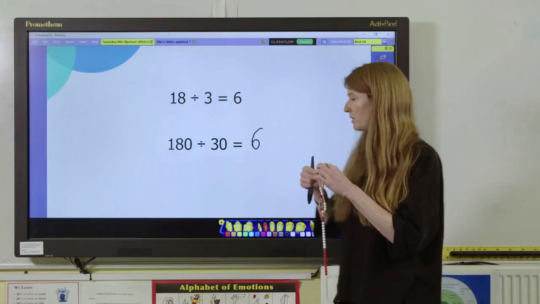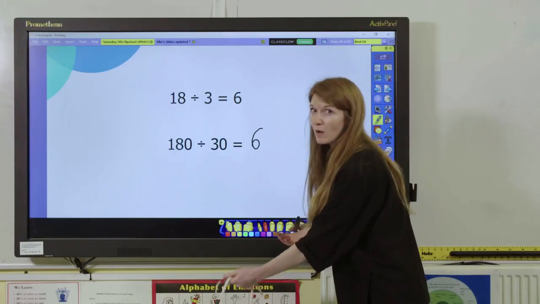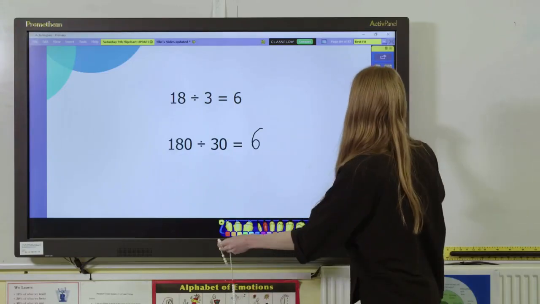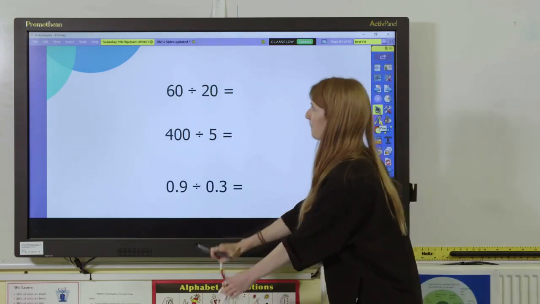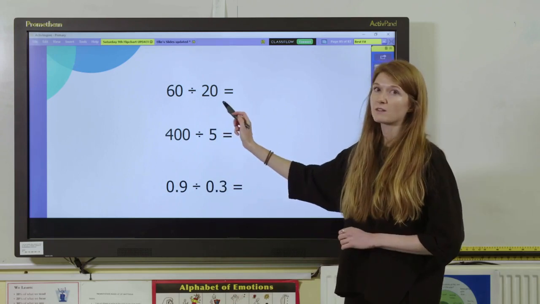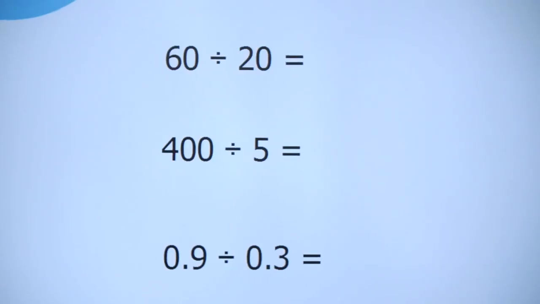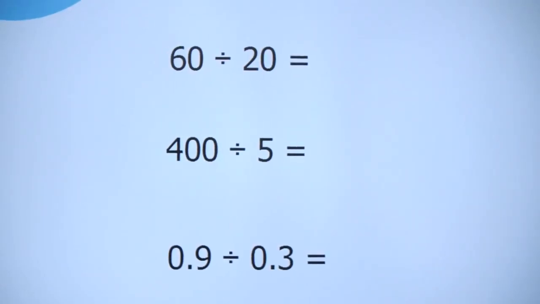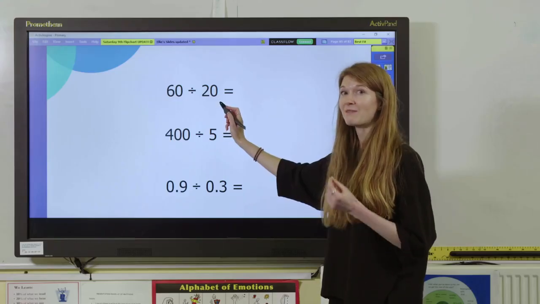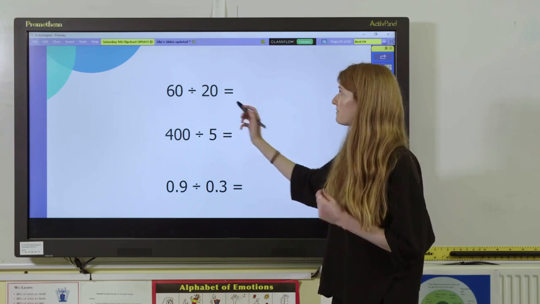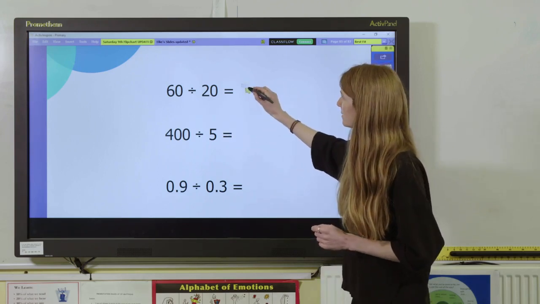Once pupils are confident with this, you can move on to some more abstract division calculations. So, to work out 60 divided by 20, pupils can use 6 divided by 2. Both our numbers have been increased by 10, so we know that the answer is going to be the same as it would be to 6 divided by 2, so it's going to be 3.